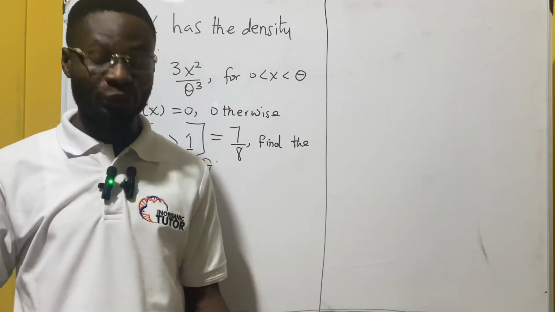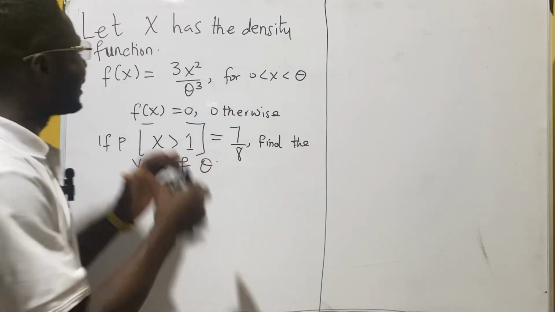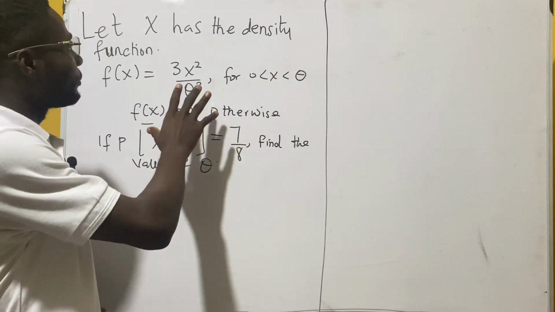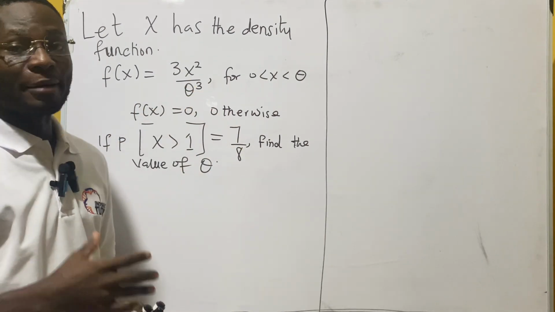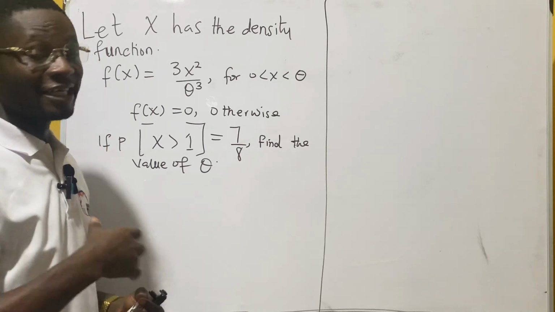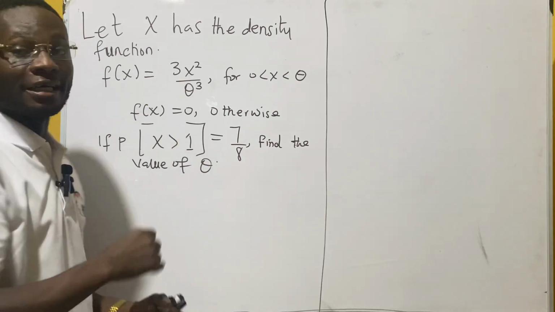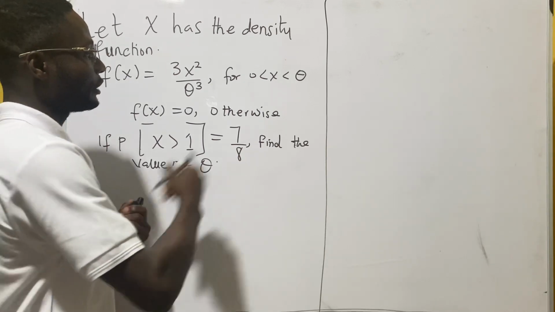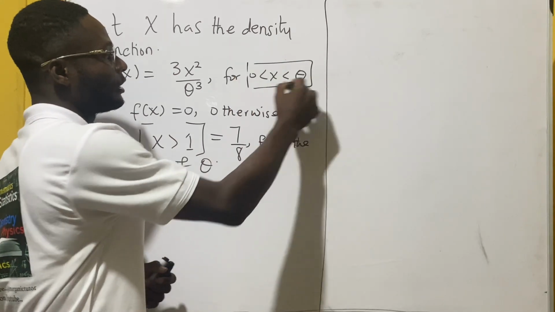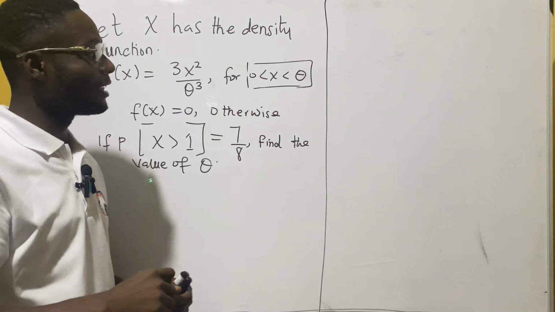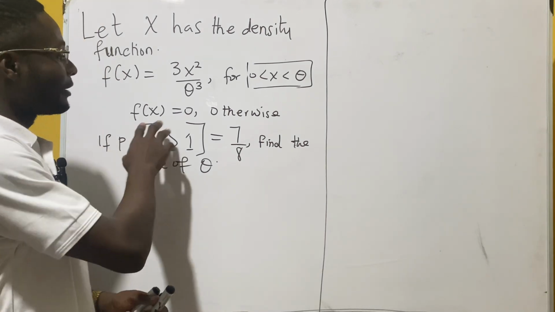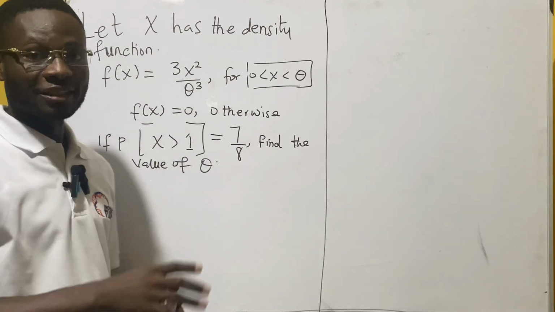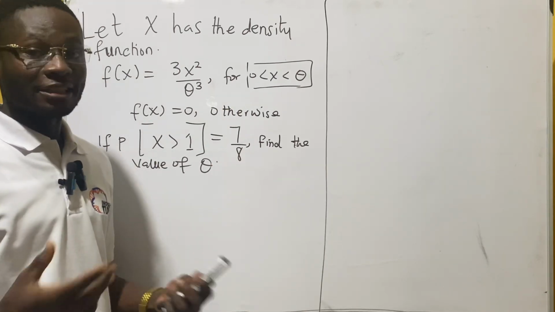In this episode, we are going to look at how we can handle this particular problem on the board. This particular problem says that a density function is given as 3x squared over theta cubed under this range, 0 less than x less than theta, and f of x is equal to 0 otherwise. So this is just a piecewise function in other words.